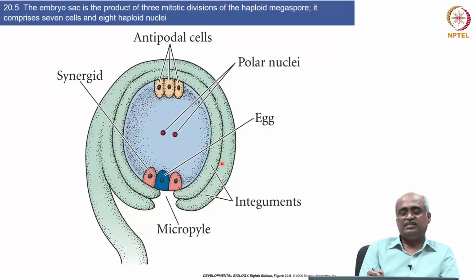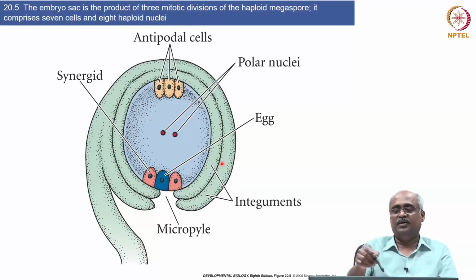Once that one single megaspore, the largest of the 4, undergoes the 3 mitotic divisions, it is going to form 7 cells, 1, 2, 3, 4, 5, 6 and this whole thing, 7 cells, and this big cell is going to have 2 nuclei. So that accounts for all the 8 nuclei as well as the cells: 7 cells and 8 nuclei.